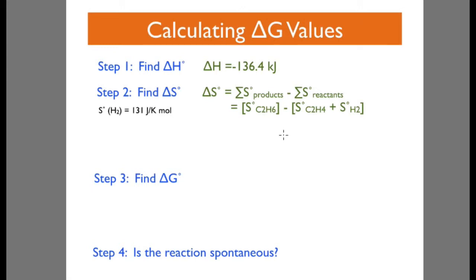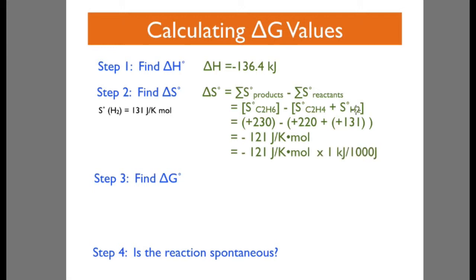So we've got the entropy of the ethane minus the sum of the entropy of ethene plus the sum of the entropy of hydrogen. Plug in the figures and you get the change in entropy. And you want it in kilojoules per mole, so you use this here conversion factor to get your answer.